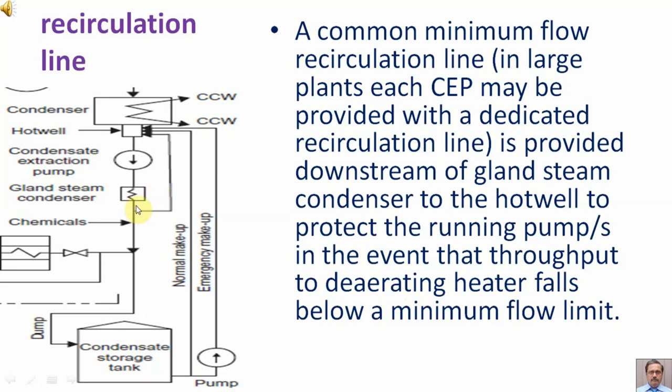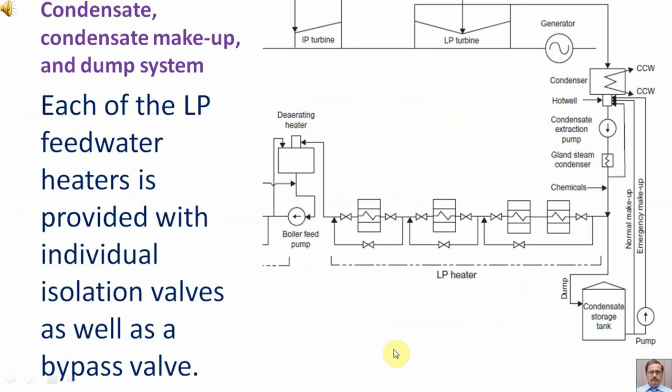A common minimum flow recirculation line is provided downstream of the gland steam condenser to the hot well to protect the running pumps in the event that throughput to the deaerating heater falls below a minimum flow limit. Each of the LP feed water heaters is provided with individual isolation valves as well as a bypass valve.